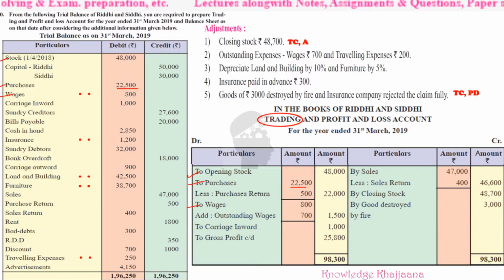Then carriage inward, which is the expense incurred for bringing the raw material inside the factory for manufacturing or trading purposes. So it is a trading expense, related to the trading account. So we will record it to the trading account debit side. Carriage inward rupees 1,000, trading account debit side.